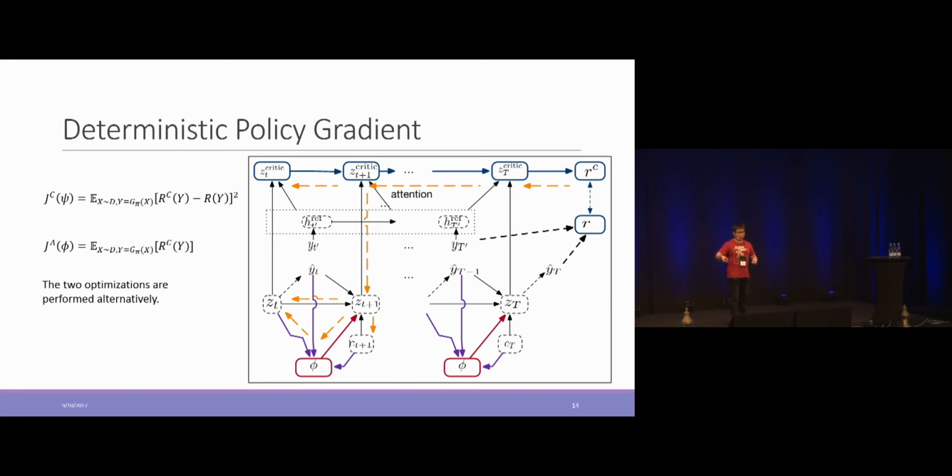And there are two optimizations. One is to train the critic to always catch up with the real objective, and then the actor will be trained based on the output of the critic to make it better. These two optimizations are performed alternatively.